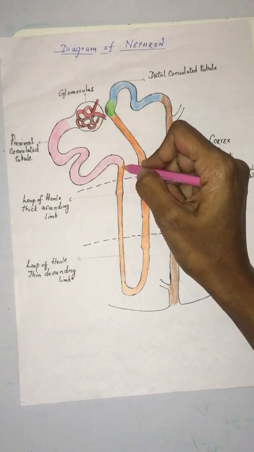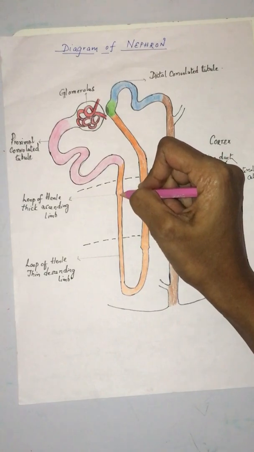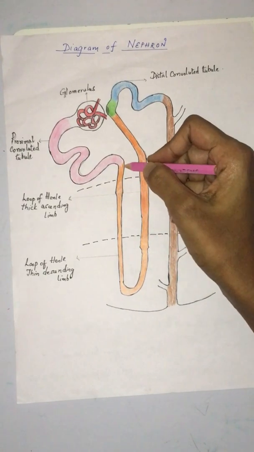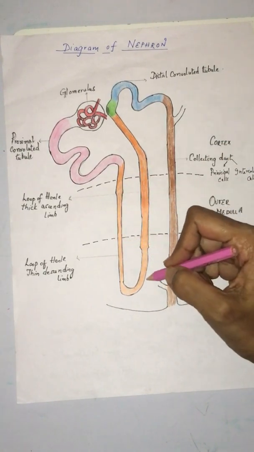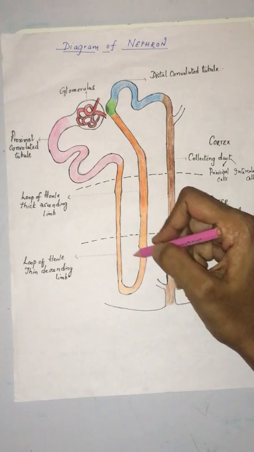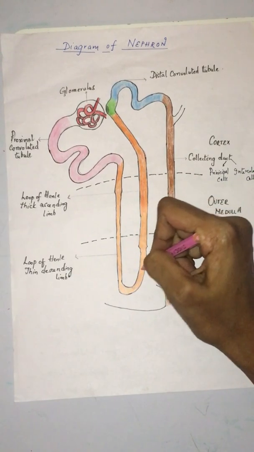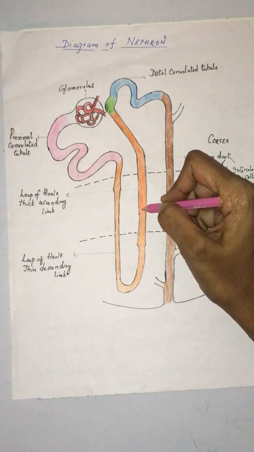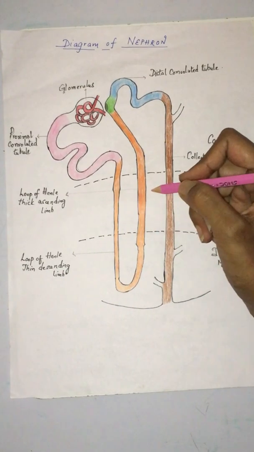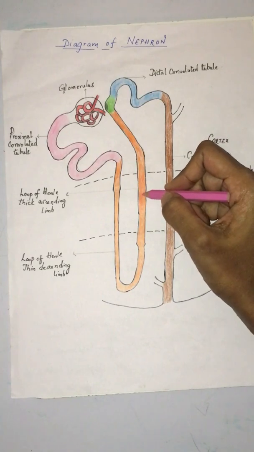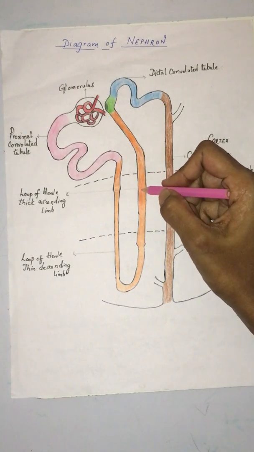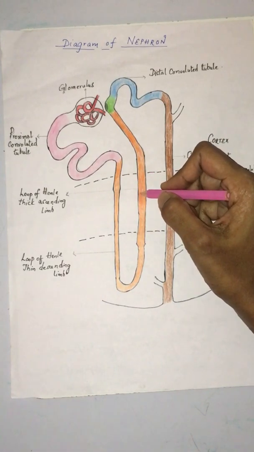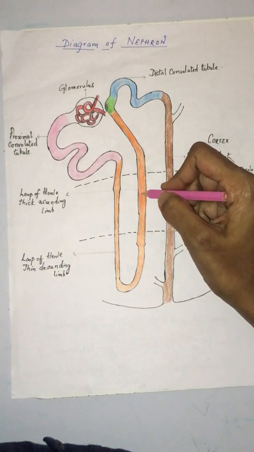The next part we get is the loop of Henle. The loop of Henle has an ascending limb and a descending limb. The descending limb is very thin, and a part of the ascending limb is thin. These two parts have thin permeable cells. The thick ascending limb has thick cells with many organelles. One of the findings we have to learn in the loop of Henle are the two types of nephrons, cortical nephrons and juxtamedullary nephrons.